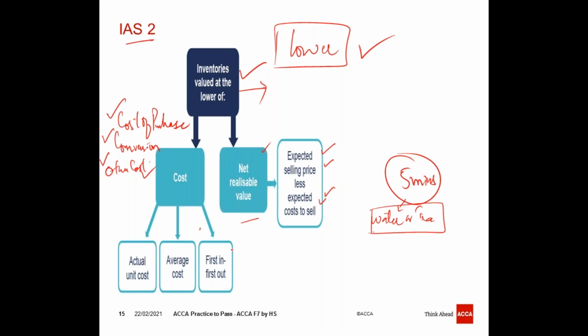Now, for the cost formulas, you can use first in, first out, that is FIFO. LIFO is no longer allowed under IS 2. You can use the policy of average cost, that is called weighted average, and actual unit cost. So these two are actually accounting policies.